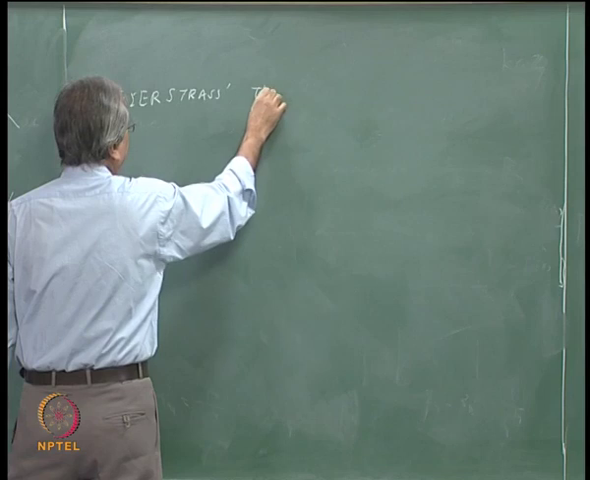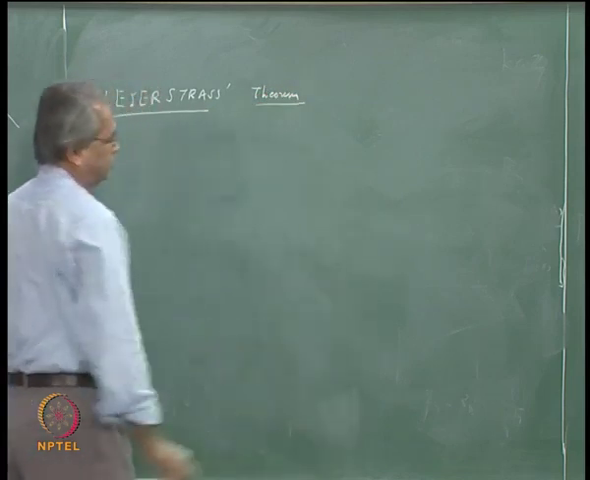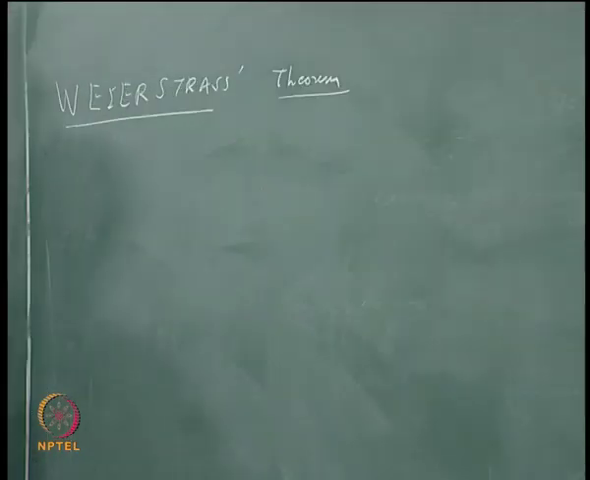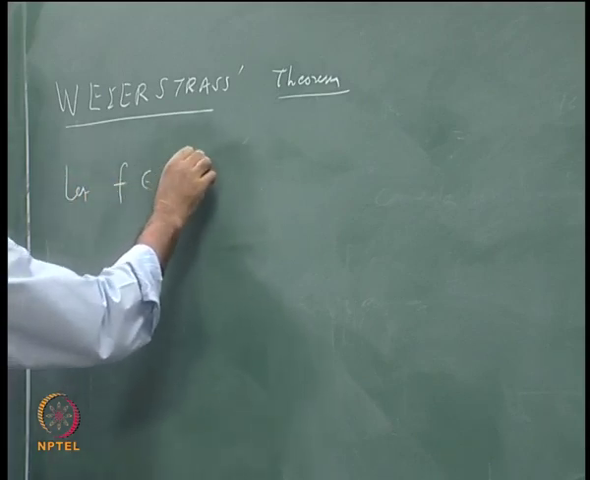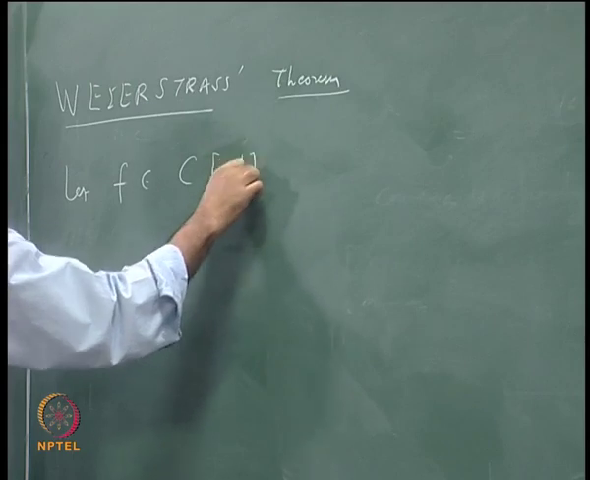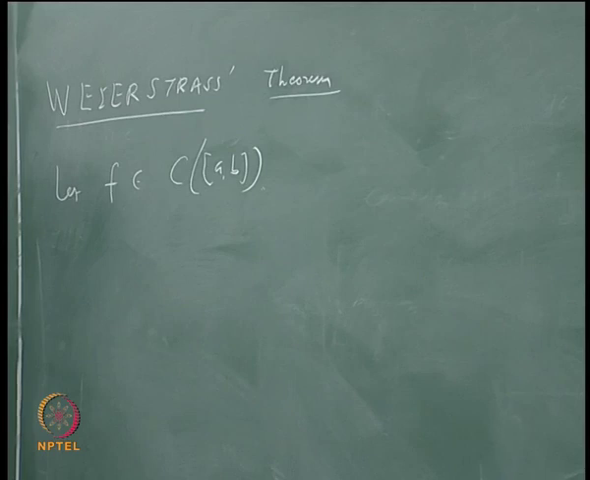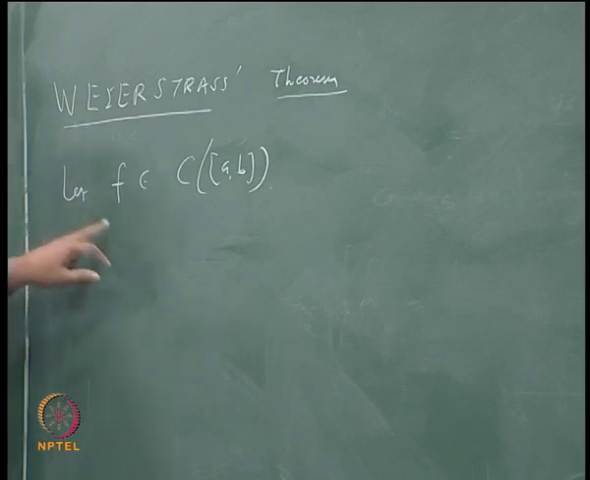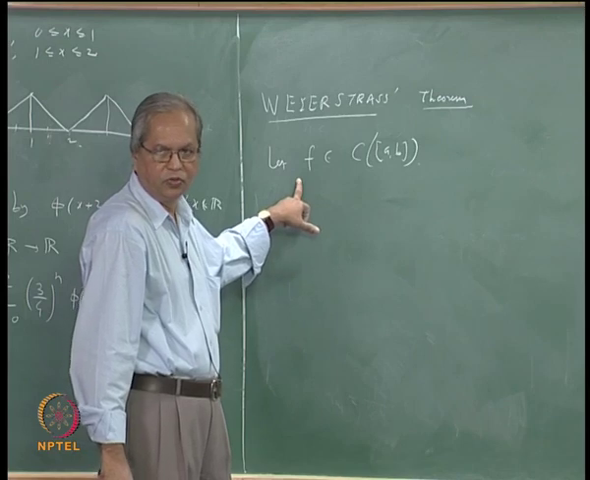Weierstrass theorem. What the theorem says is that suppose you take a continuous function, so let f belong to C[a,b], then you can always find a sequence of polynomials Pn on [a,b] such that that sequence Pn converges to f uniformly.